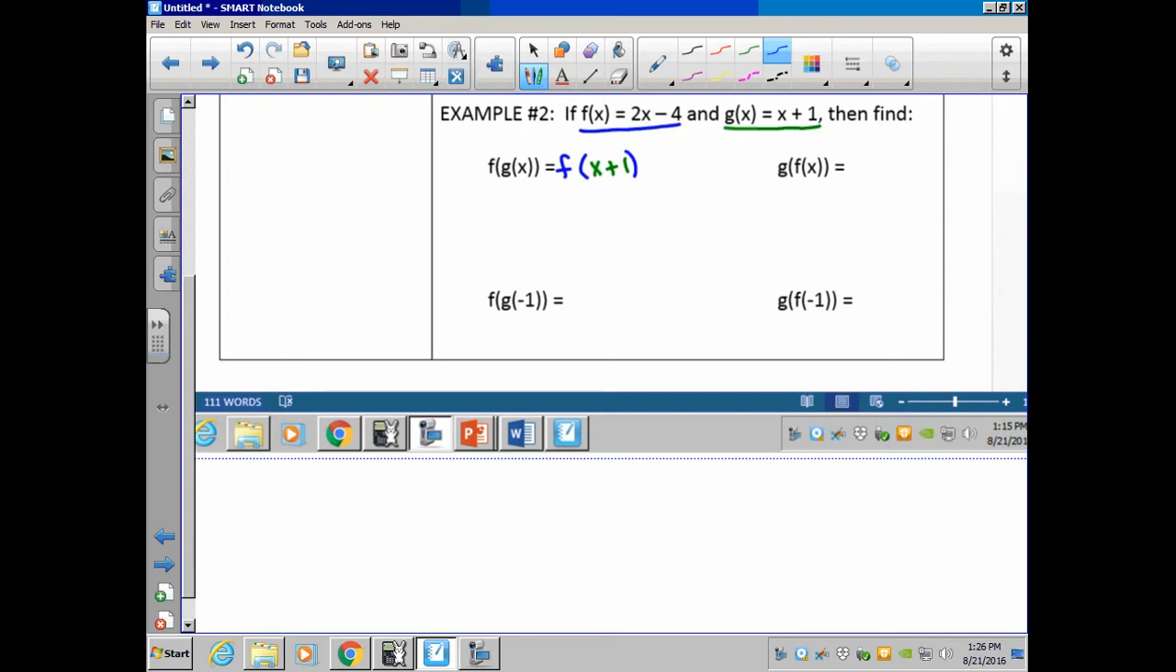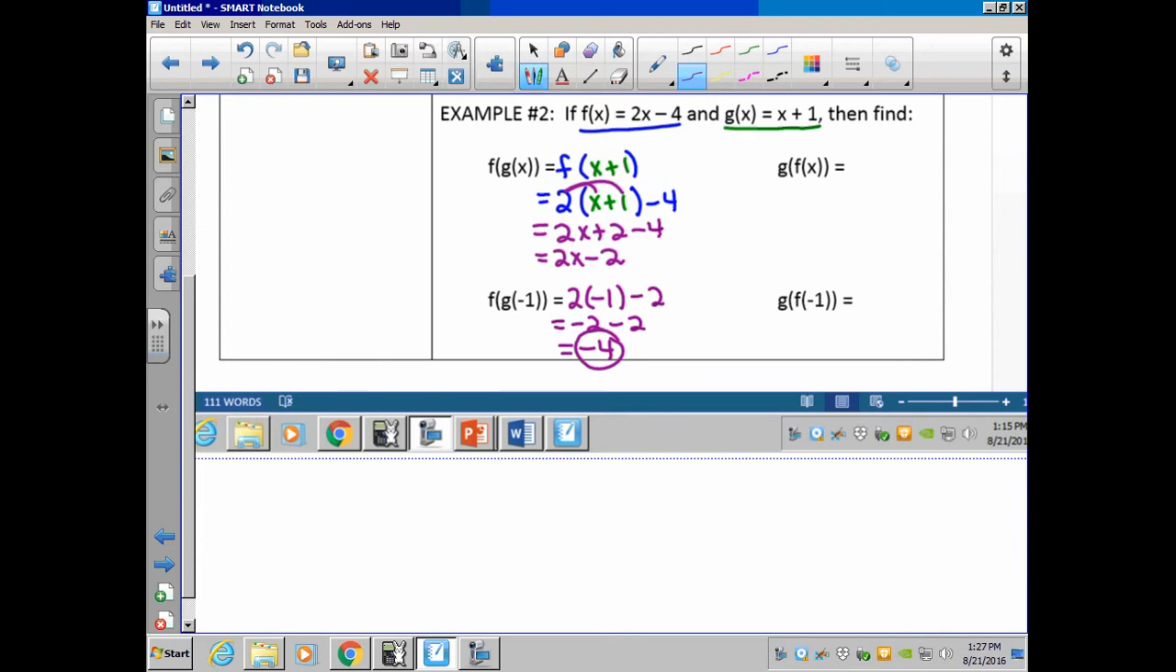Now I'm going to go back to my f function, figure out where x is. So it's 2 times x minus 4. I'm replacing that x with x plus 1. Now I'm going to distribute my 2. So I have 2x plus 2 minus 4, and then simplify. So it's 2x minus 2. If I replace negative 1 in for x, it becomes negative 2 minus 2, which is negative 4. So my f of g at negative 1 is negative 4.